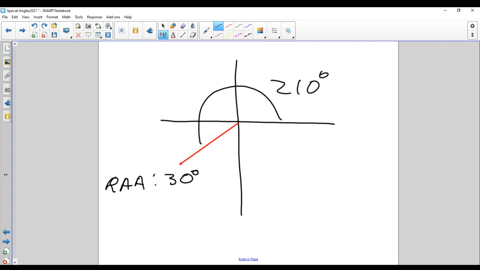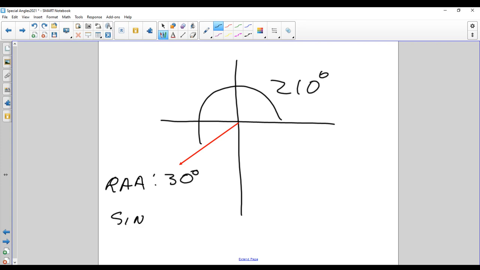Some of you are probably thinking that right now. I need to get home. So how far do I need to go to get home? Home is on the x-axis. If I'm at 210, I just need 30 degrees to get there. So my related acute angle. When I ask for sine, cosine, and tangent of 210, I'm going to use 30 degrees.